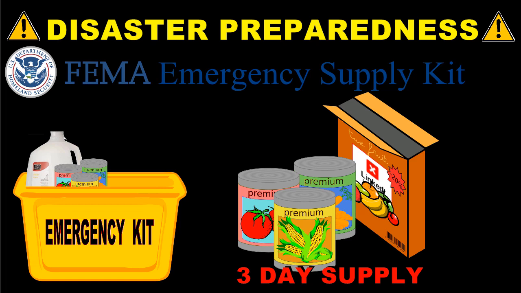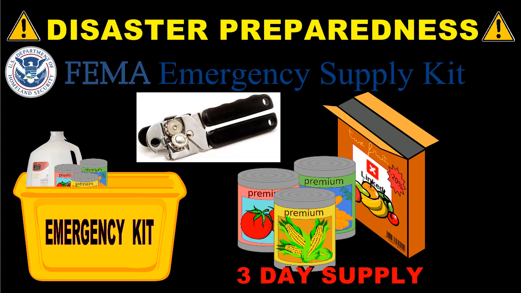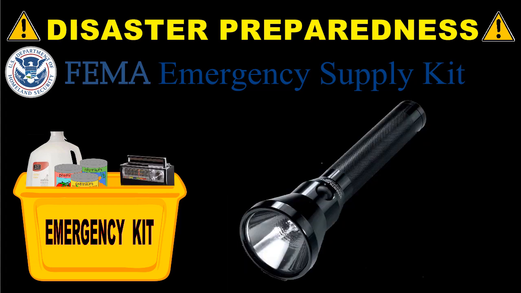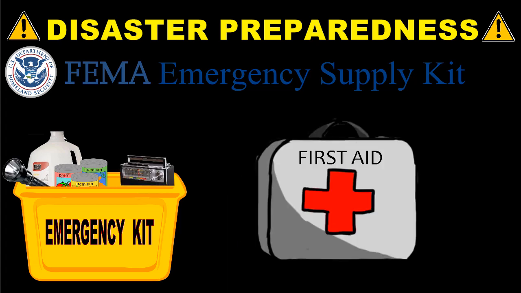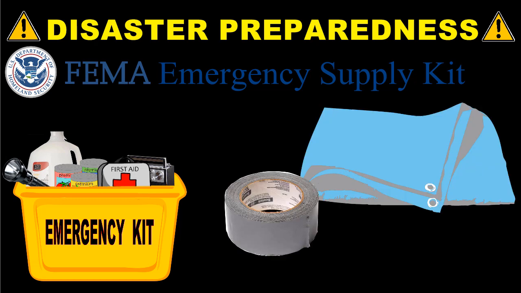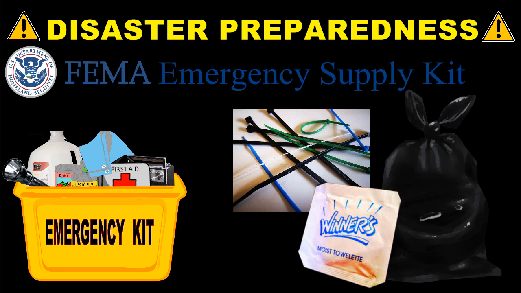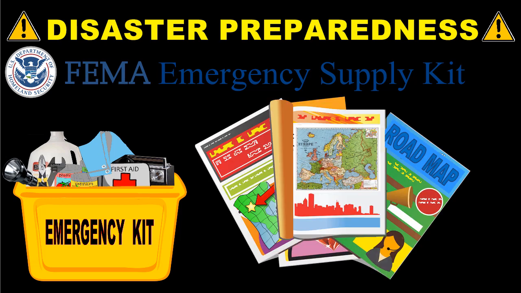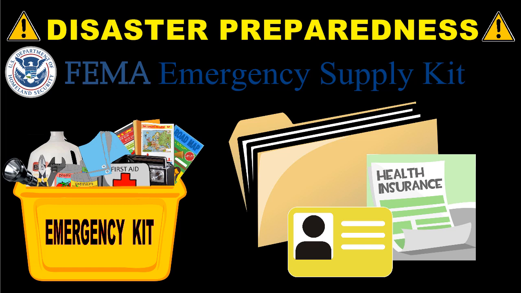In addition to water, you should also include a 3-day supply of non-perishable food in the emergency supply kit and a can opener for canned food. You should also include a battery-powered radio with extra batteries, a flashlight with extra batteries, a first aid kit, a whistle to signal for help, a dust mask to help filter contaminated air, plastic sheeting and duct tape to shelter in place, moist towelettes, garbage bags, and plastic ties for personal sanitation, a wrench or pliers to turn off utilities, local maps, and important family documents such as copies of IDs, insurance policies, and bank account records.